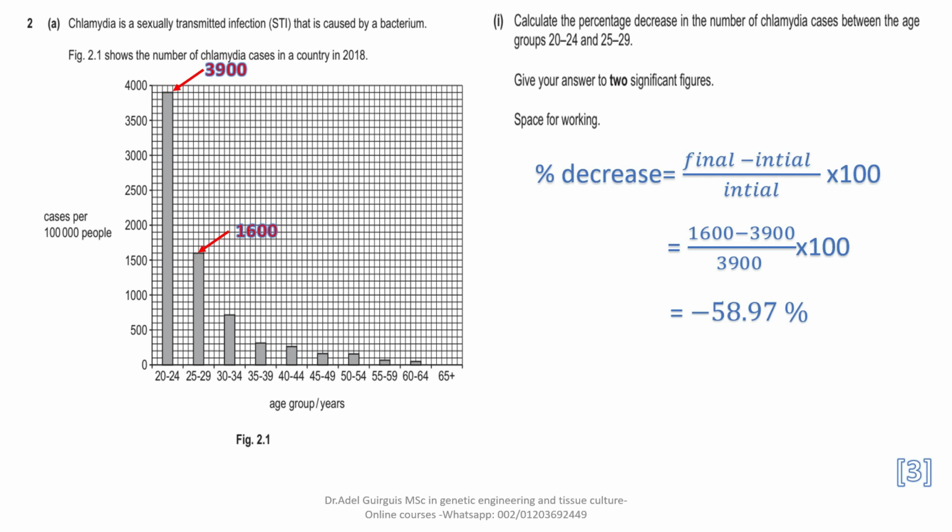So a decrease always starts with a minus sign. Here minus 58.97%. But look, go back again: give your answer to two significant figures. I have to approximate this percentage to two significant figures. How come? Look, minus 59%. So the cases decrease by about 59% from the first group to the second group.